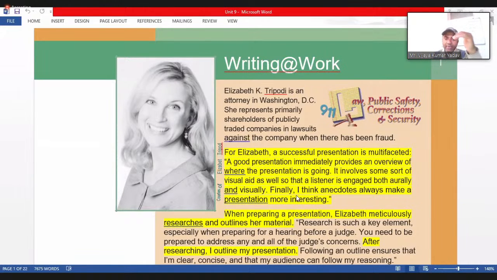Finally, I think anecdotes always make a presentation more interesting. Anecdotes means small stories. Small stories always make a presentation more interesting. When you are giving the presentation, in between, you have to use some small stories related to the presentation. That makes the presentation more effective. While giving examples, you can give them in the form of narration, in the form of a story, that is, an anecdote, and it makes the presentation more effective and more interesting.